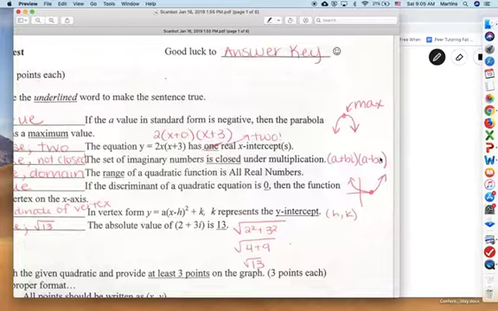When we talk about closure, if you put one kind of number into an equation, you should get that same kind of number out. That's what it would mean to be closed. But since that's not true, it's not closed.